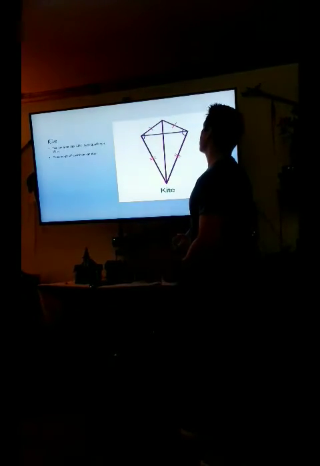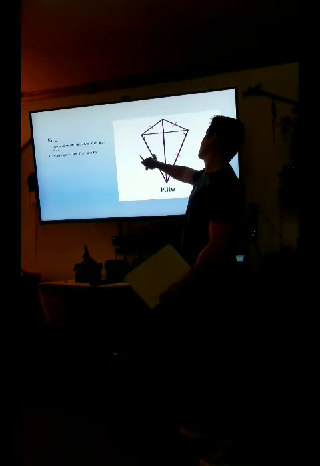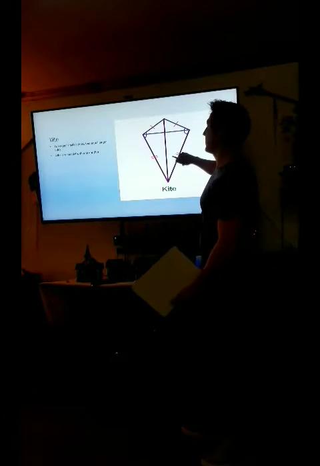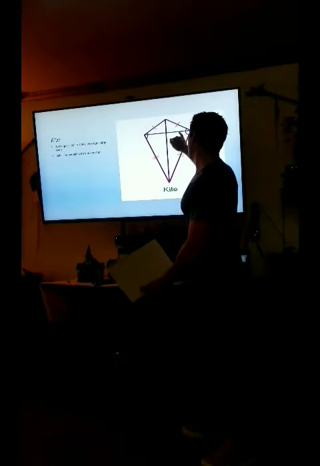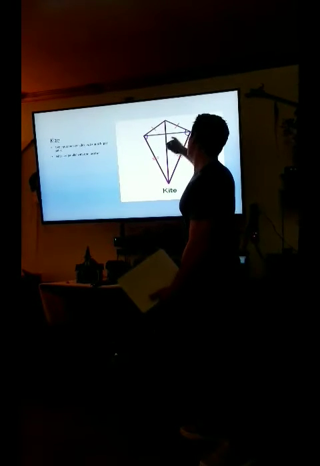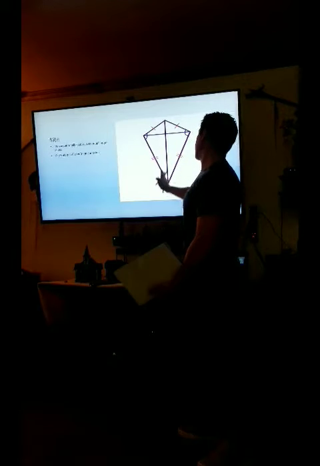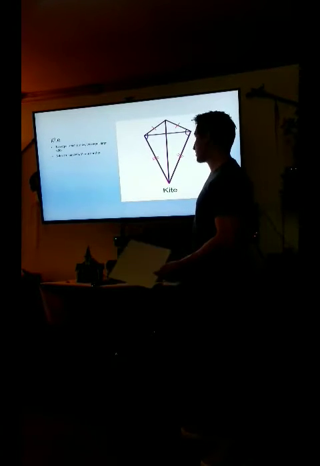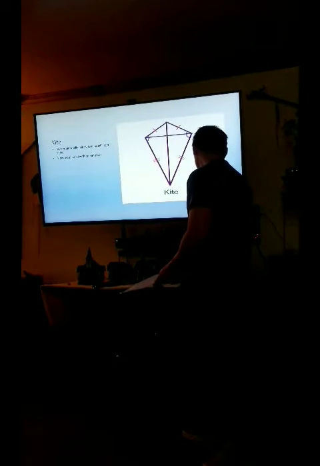Here we have the kite. We can identify the lines as being parallel based off the hash marks right here. These angles are equal as well. It's 2 equal angles right here. It can be split in half evenly, so this figure is also parallel as well.